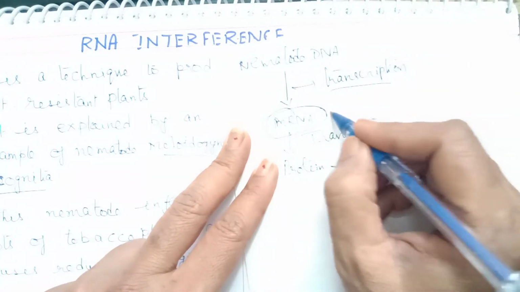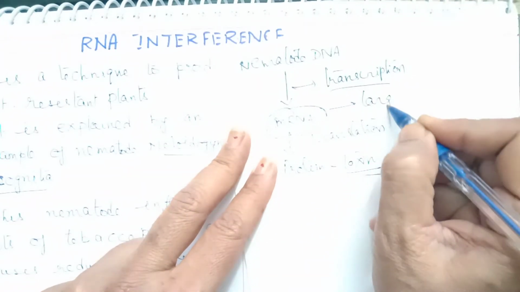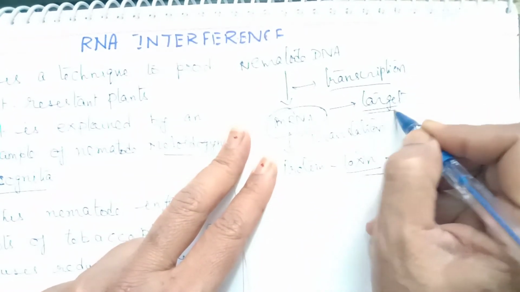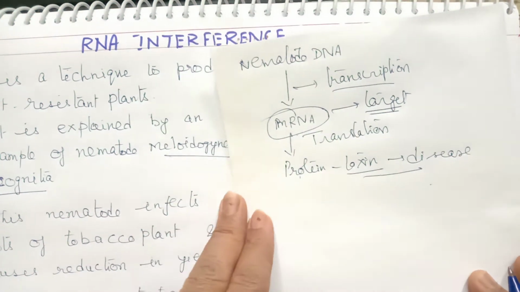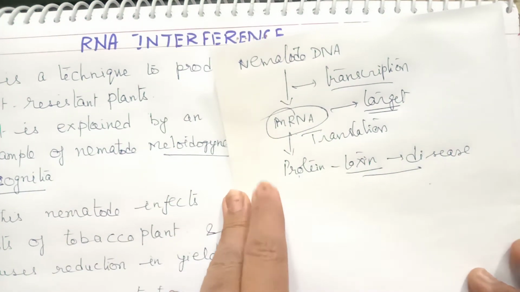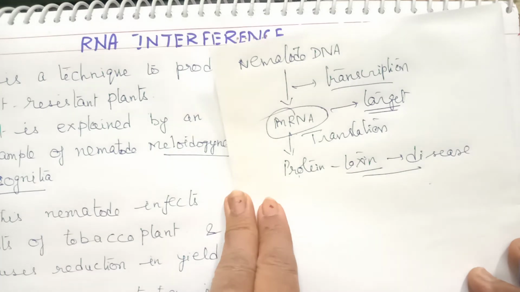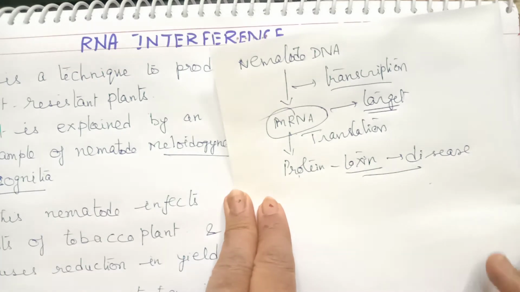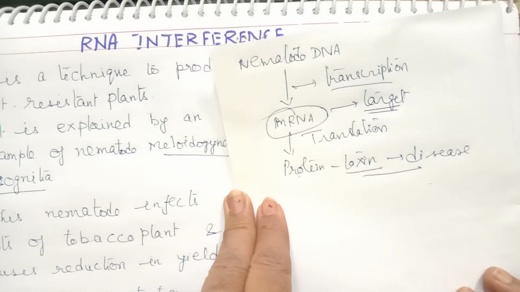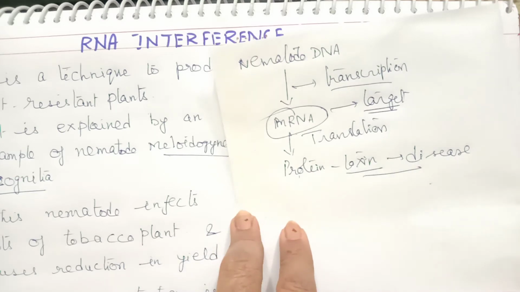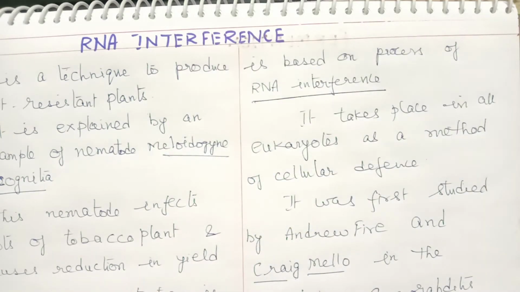This mRNA, we also call it the target mRNA. This mRNA is targeted so that its function is inhibited or silenced. This technique is also called silencing of RNA. Silencing of which RNA? Silencing of the mRNA produced by the nematode. Now, let us go through the technique.